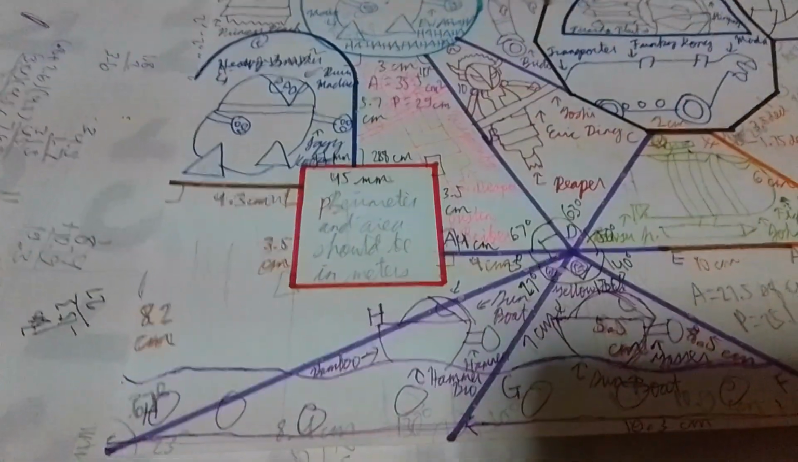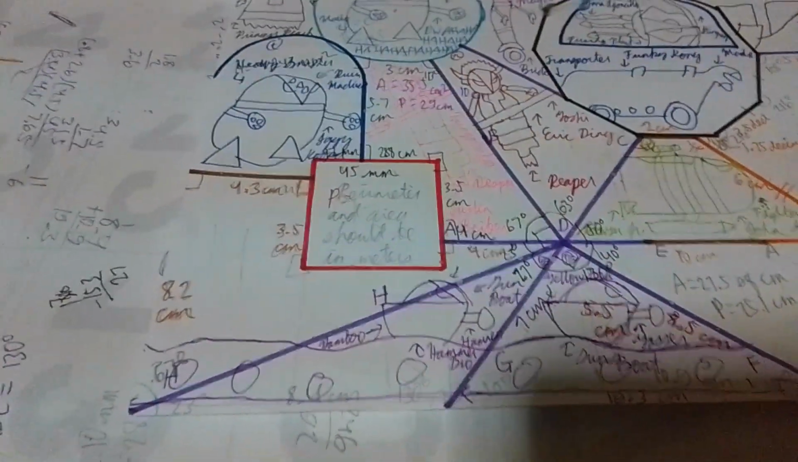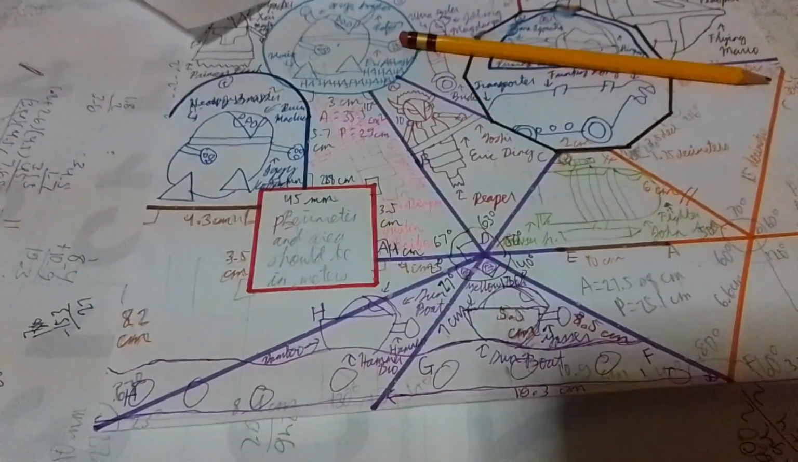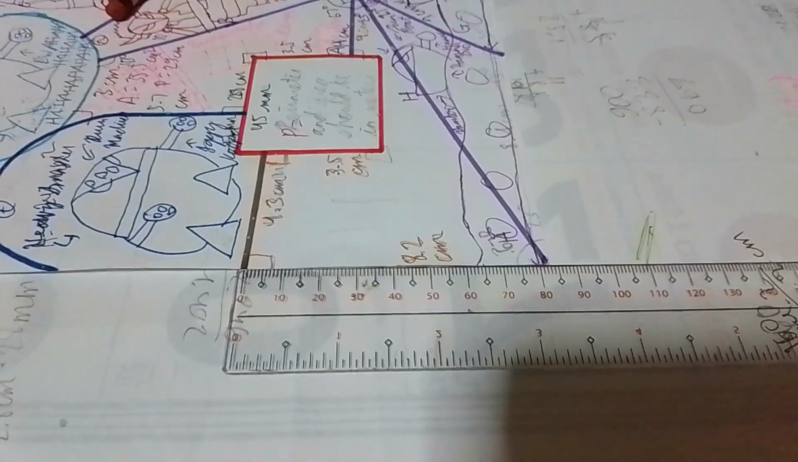The only catch there is when it comes to the perimeter and the area. To solve for the perimeter, here's how you do it. First, let's get the measures. Remember, I tried to measure everything. This line that you see here measures 8.2 cm.